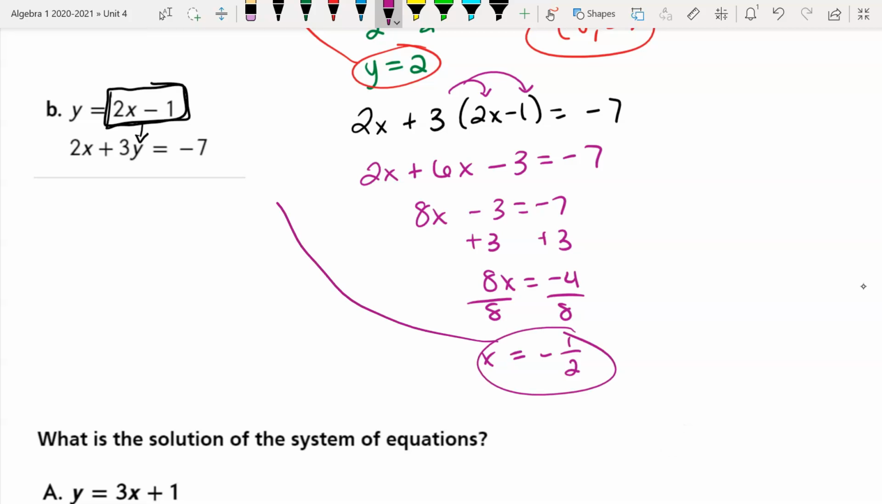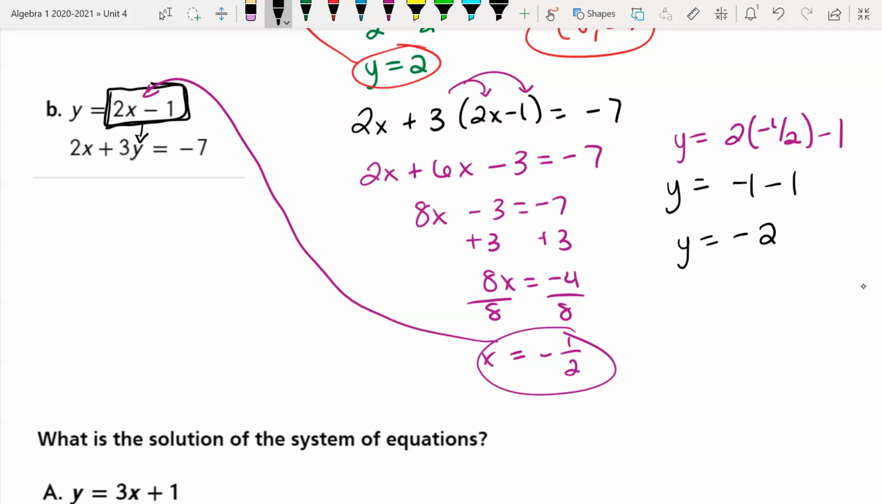Alright, so now I'm going to take that and substitute back into the original equation. I'm going to say y equals 2 times negative 1/2 minus 1. And I say y equals negative 1 minus 1, aka y is negative 2. So again, you can always double check it, write it as a coordinate pair, see if it works for both equations. In this case, it does work for both equations, so I get (negative 1/2, negative 2).